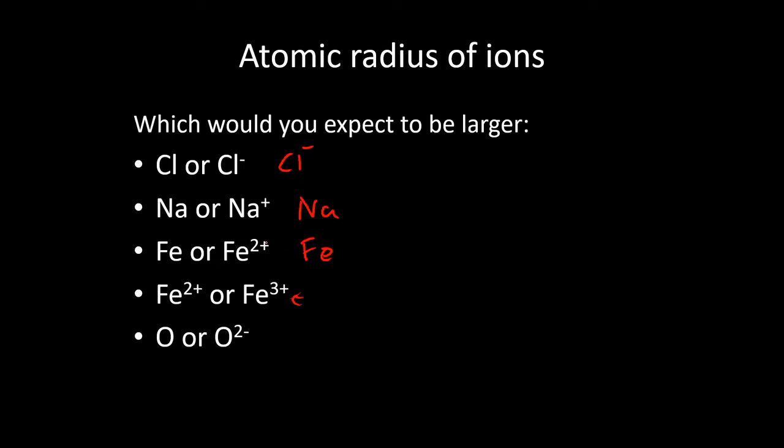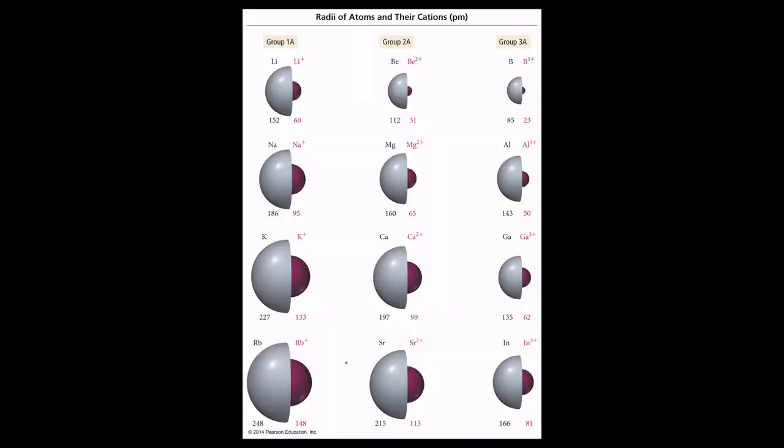In both of these, because they've lost electrons, they've actually lost all of their valence electrons, and so they are much smaller as cations. In this one here, Fe3 plus is smaller, so I don't know why I wrote that one. I should say this one is larger. Fe2 plus is larger, and then O2 minus is the larger of the two here. It has more electrons, and so it is larger.